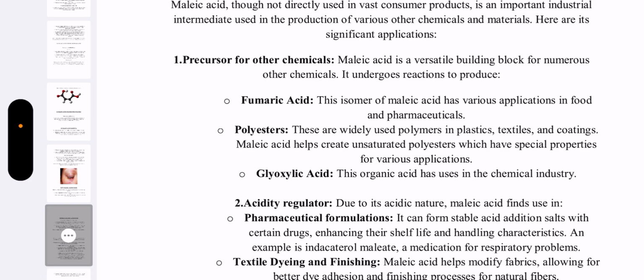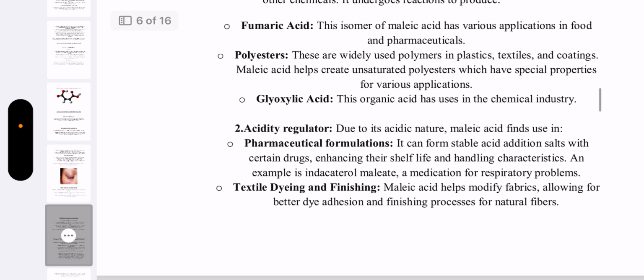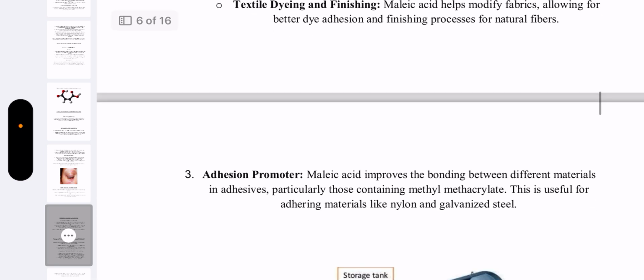Glycolic acid, an organic acid, has a use in the chemical industry as a regulator due to its acidic nature. Malic acid is also used in pharmaceutical formulations. It can form stable acid addition salts with certain drugs, enhancing their shelf life and stability. An example is a medication for respiratory problems. Textile dyeing and finishing: malic acid helps modify fabrics, allowing for better dye adhesion and finishing processes for natural fibers.